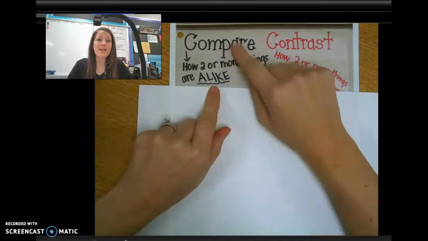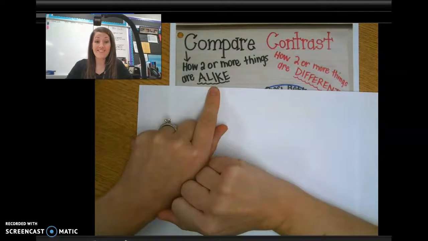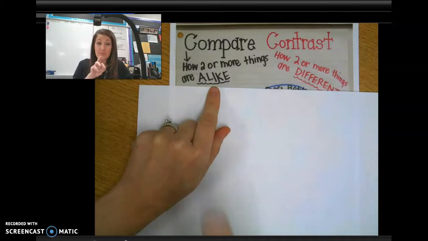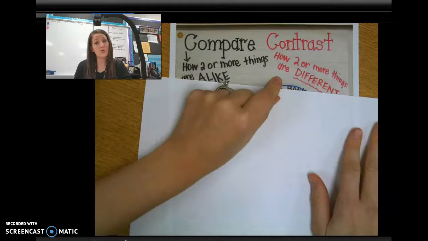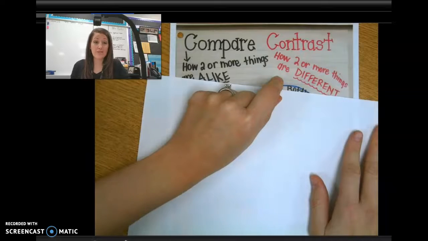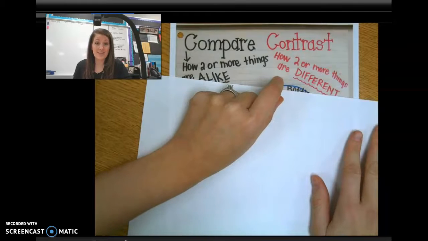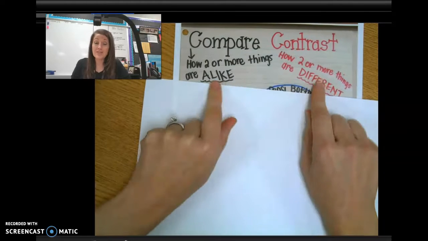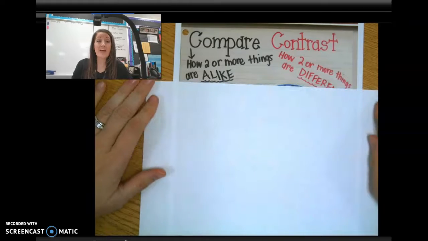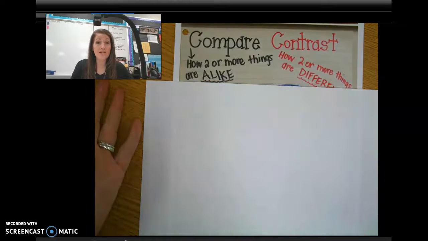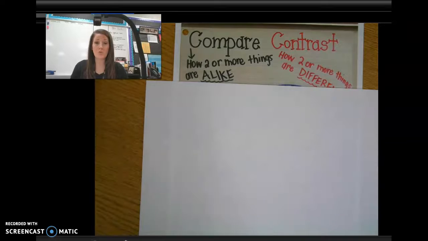So comparing is how two or more things are alike. So you're finding the same things that are similar or the same or alike. Contrast is how two or more things are different. So what are the differences? What is not alike? I'm sure alike and different is something that you have heard before. So that is the skill we're going to be focusing on for the next 2 weeks in reading.